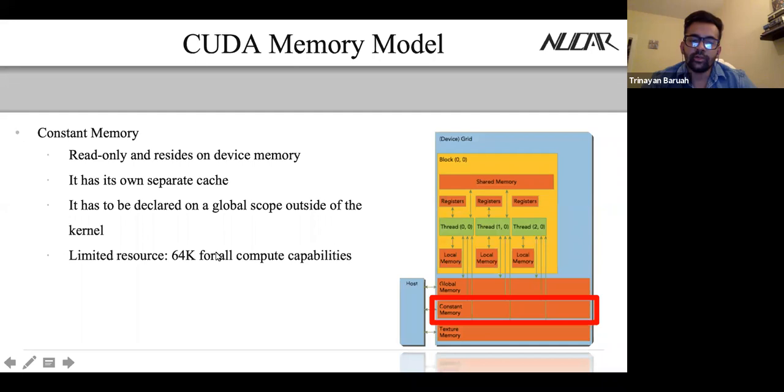One important thing to note is that it's a limited resource. I think for all generations of GPUs the size of the constant memory is 64 kilobytes. And to use constant memory, you would use the attribute __constant__.